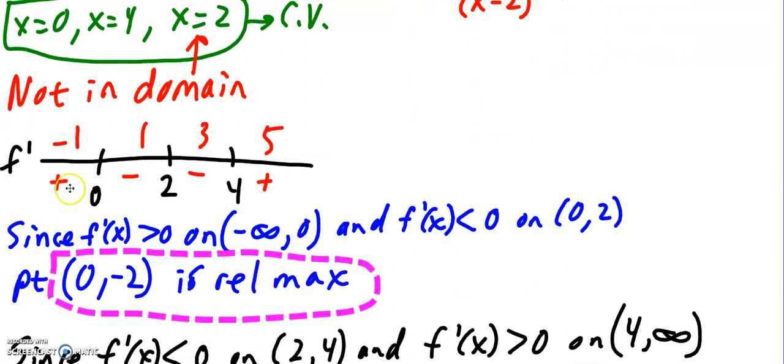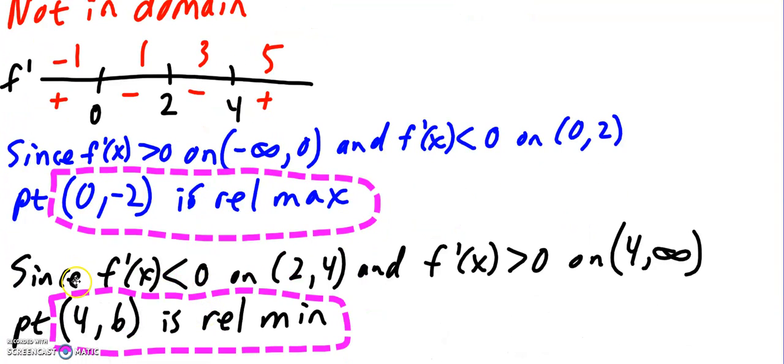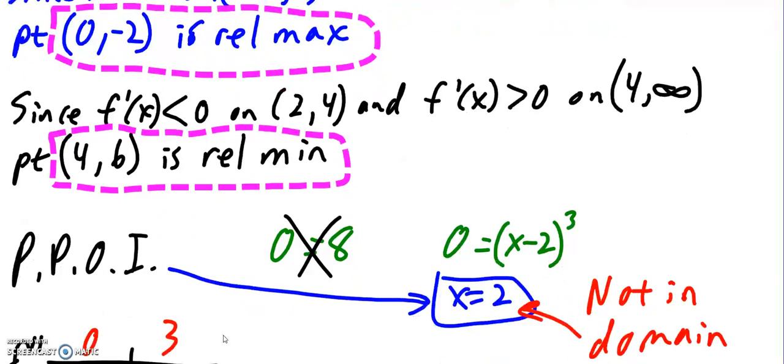And then also we see that we have a relative maximum and a relative minimum. So since f prime of x is greater than 0 on negative infinity to 0, and f prime of x is less than 0 on 0 to 2, the point (0, negative 2) is a relative max. Since f prime of x is less than 0 on 2 to 4, and f prime of x is greater than 0 on 4 to infinity, the point (4, 6) is a relative min.